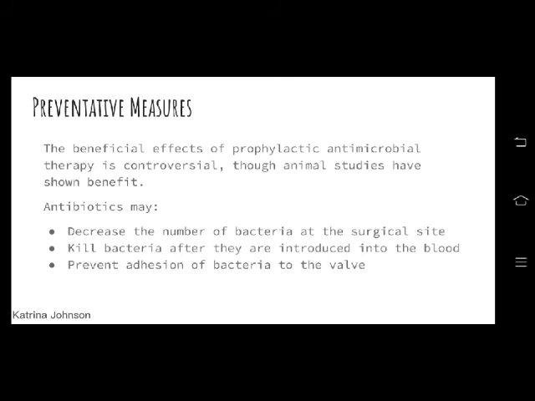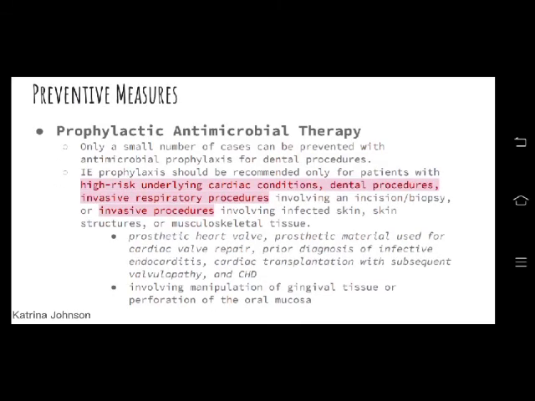But regardless of the controversy about whether or not prophylactic antimicrobials should be used, infective endocarditis prophylaxis is actually recommended in select situations or circumstances, especially in patients with high-risk cardiac conditions. So the AHA released updated guidelines that better define who should and should not receive antimicrobial prophylaxis. The next two slides comprise what the AHA guidelines state.